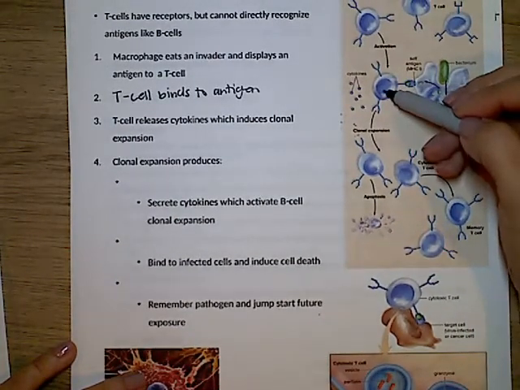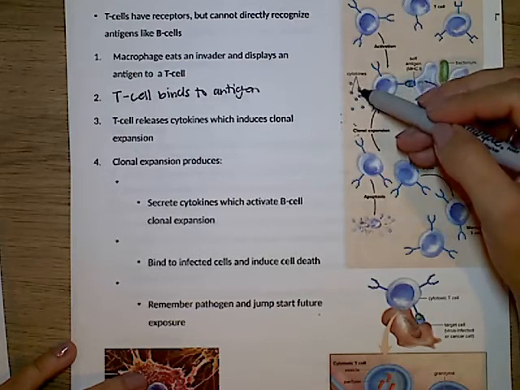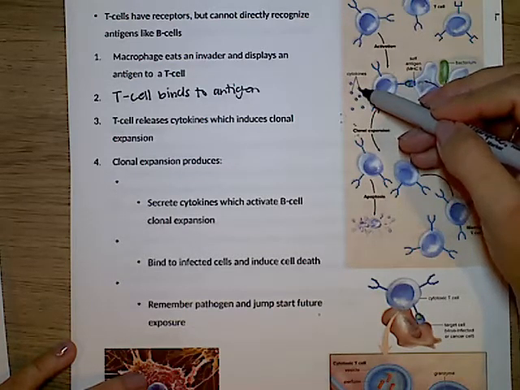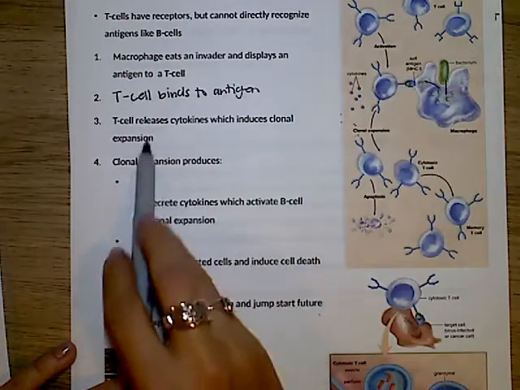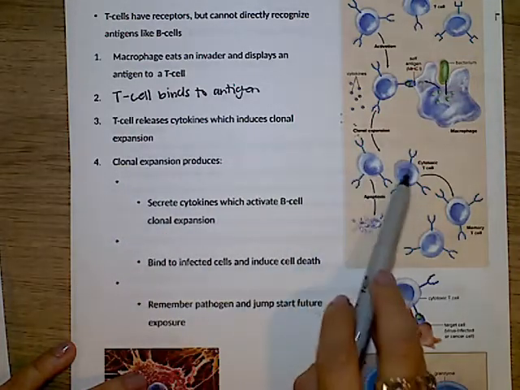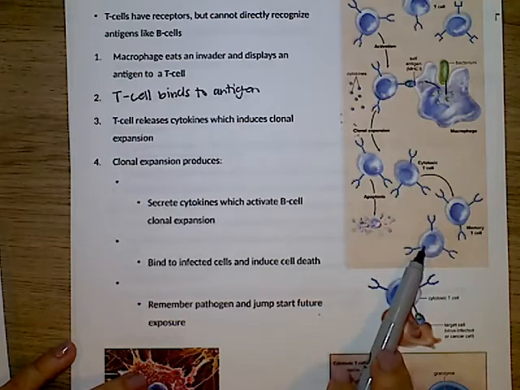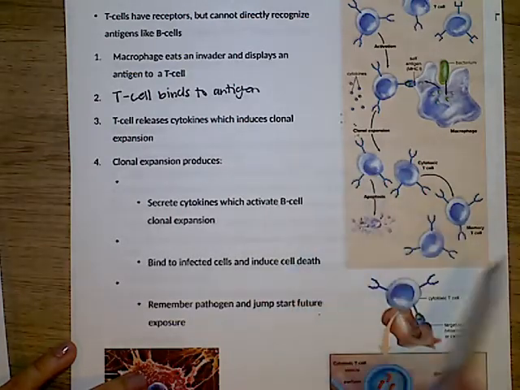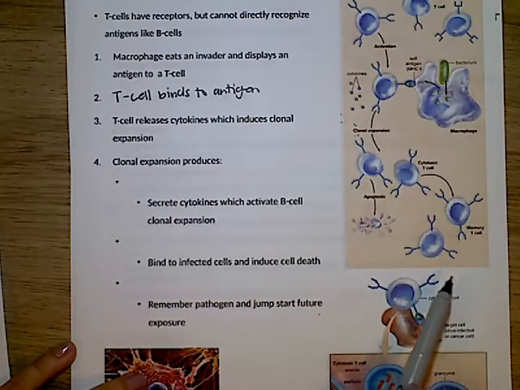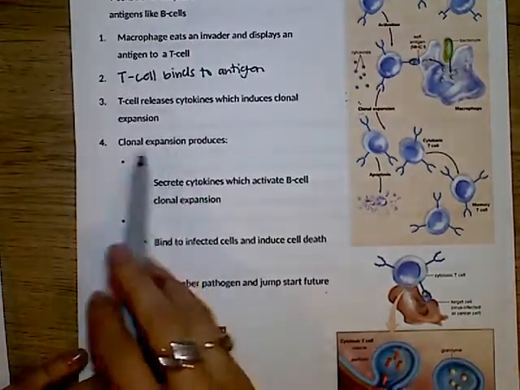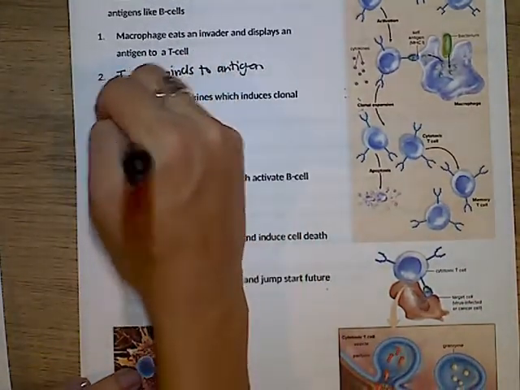And then that T cell that it binds to is going to release those cytokines, which is like the chemical call for help. And this induces clonal expansion. So now we're going to make a whole bunch more of these specific T cells that we need. So this is going to produce a whole bunch of helper T cells.